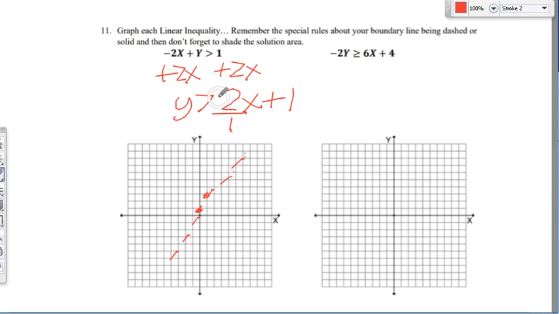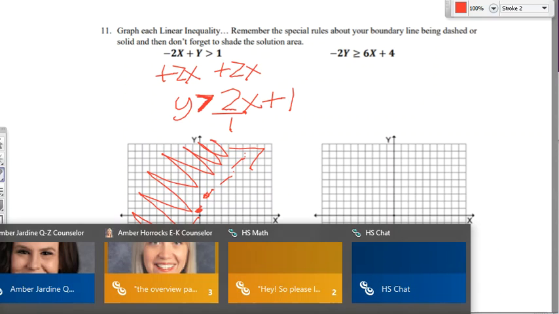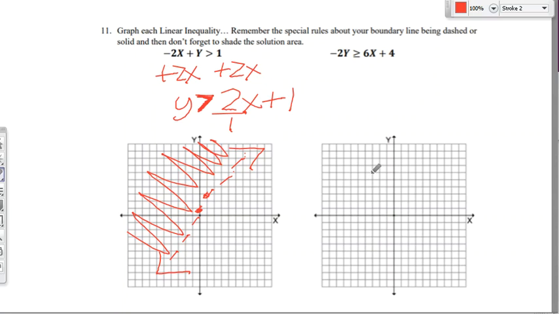Okay, because our inequality symbol is just a greater than, our solution area doesn't include the line. And then we would graph above, or shade above, sorry. Okay, if the y is greater than or equal to, you shade above. If the y is less than or equal to, you shade below.